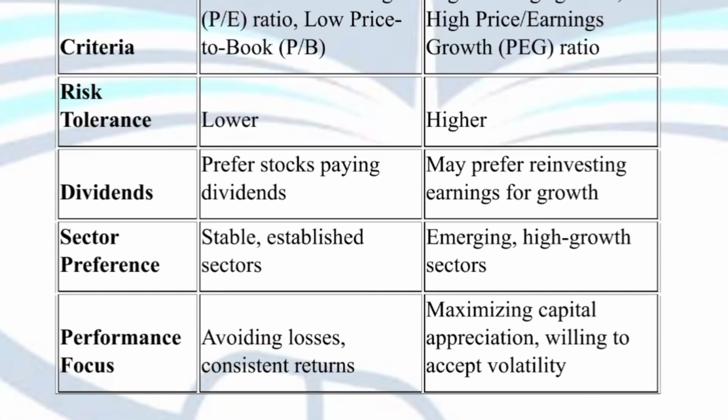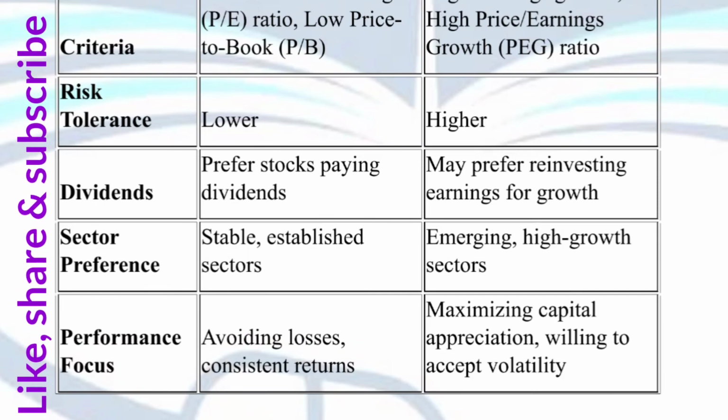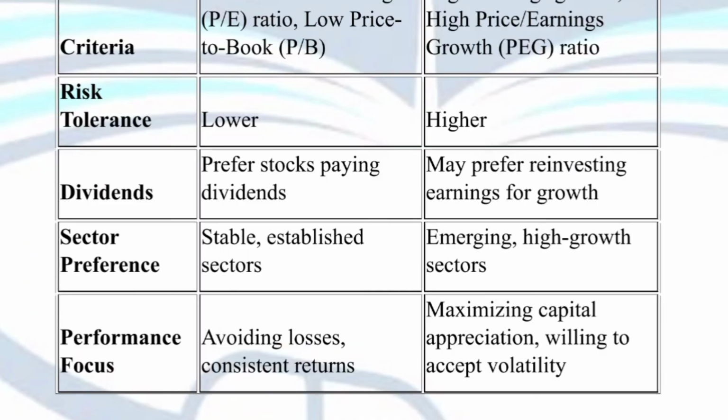Next is sector performance. Value investors typically go for stable sectors, established sectors, and the sectors that have already been established for a long time, especially like utilities, banks, consumer goods, because they may have undervalued opportunities. They will easily get the undervalued opportunity in this case.